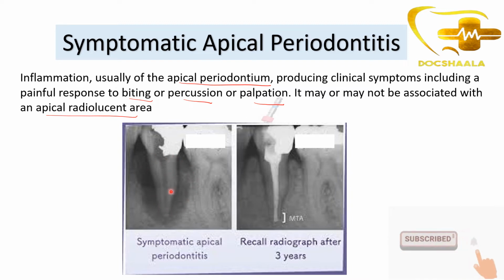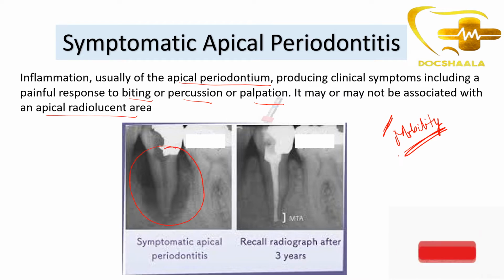This is not necessary. Apart from this, what is necessary? Symptoms such as painful response while biting, percussion or palpation are necessary. Along with that we can take one more sign for the diagnosis of symptomatic apical periodontitis, that is mobility of the tooth. In clinical situations we normally check for the mobility of the tooth. If the tooth is mobile and the radiograph is showing this kind of radiolucency, or even if radiolucency may or may not be present, and we can observe some inflammation of the tooth in the patient's mouth, then we can arrive at the diagnosis of symptomatic apical periodontitis.